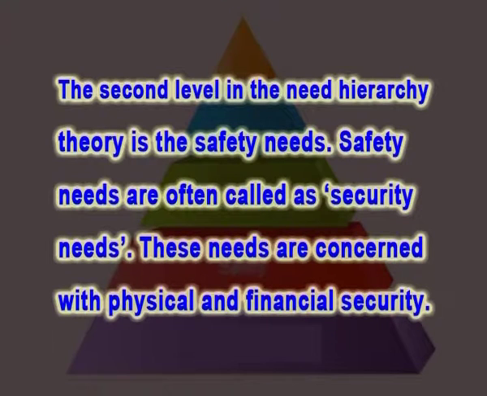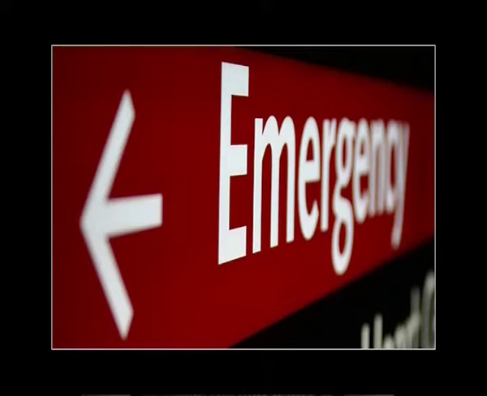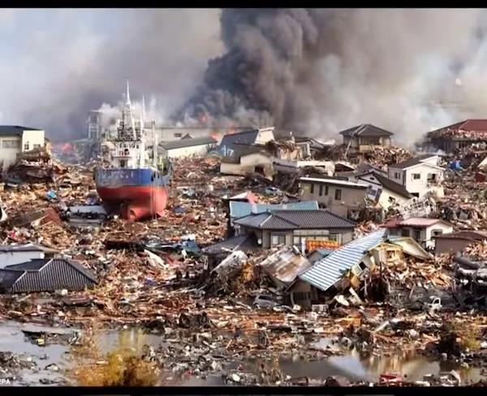The second level in the need hierarchy theory is the safety needs. Safety needs are often called security needs. These needs are concerned with physical and financial security. Physical security implies the bodily safety which an individual confronts with real emergencies such as war, crime, natural disasters, etc. And financial security aspects include job security, salary increases and financial security at old age, etc.